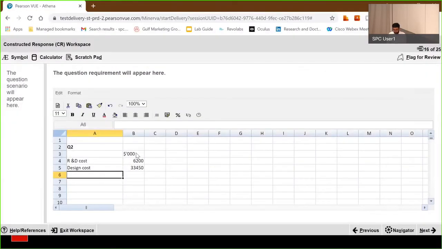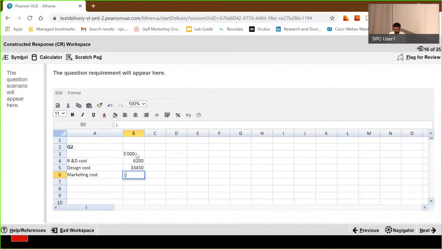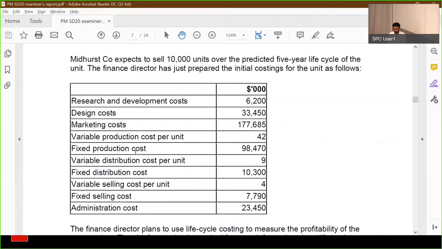Marketing cost, a very important cost for the initial product. How we can market it, how we can increase the demand, how we can make the customer aware that we are also selling this product. For all this, these types of needs, we need to spend marketing cost.